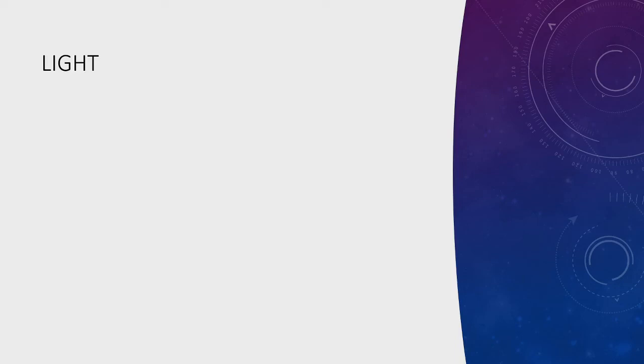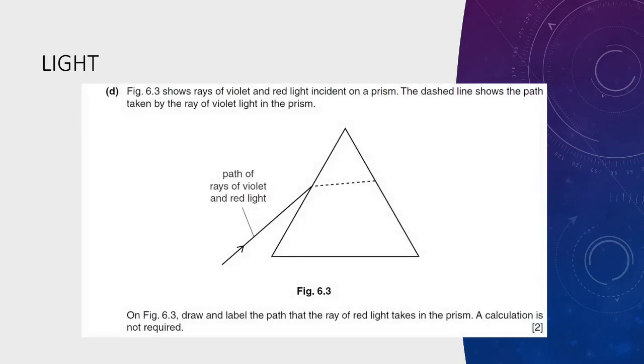The last question for number 6. Figure 6.3 shows rays of violet and red light incident on a prism. The dashed line shows the path taken by the ray of violet light in the prism. On figure 6.3, draw and label the path that the ray of red light takes in the prism. A calculation is not required.